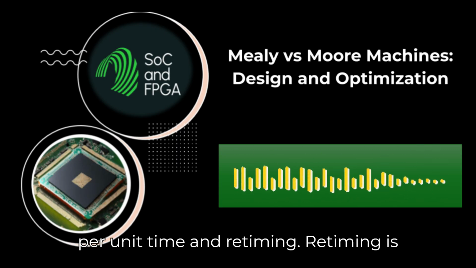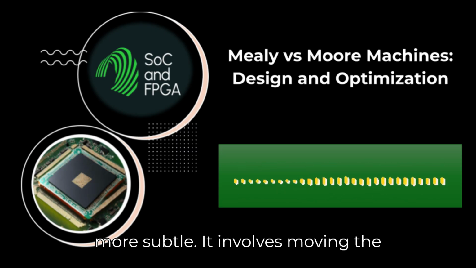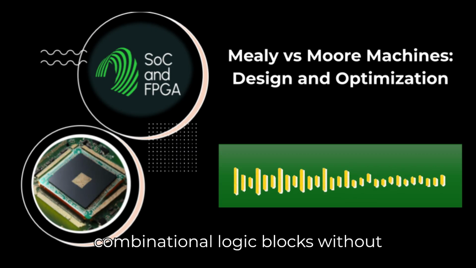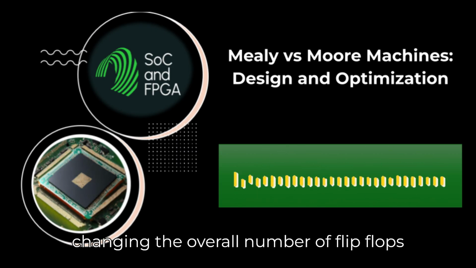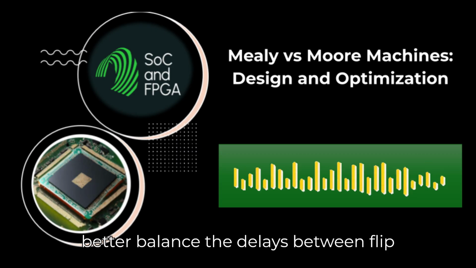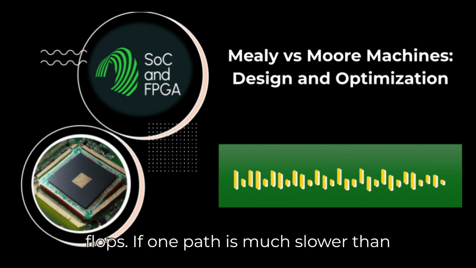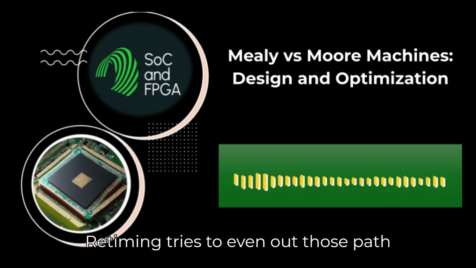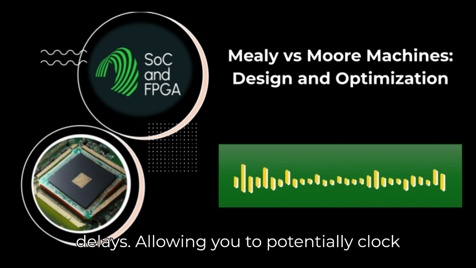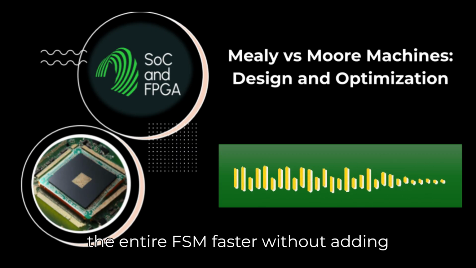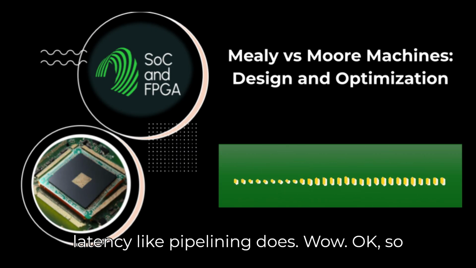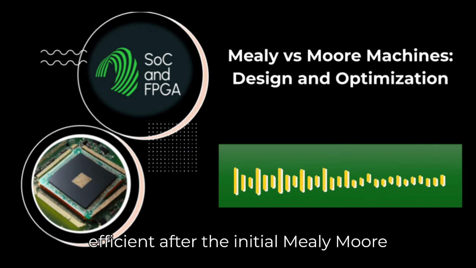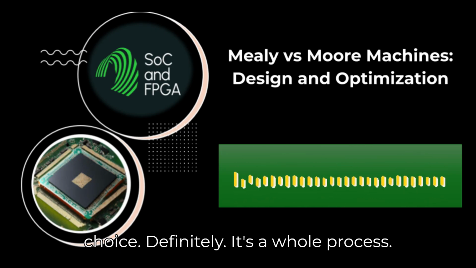And retiming. Retiming is more subtle. It involves moving the existing flip-flops around within the combinational logic blocks without changing the overall number of flip-flops or the circuit's function. To better balance the delays between flip-flops. If one path is much slower than others, it limits your clock speed. Retiming tries to even out those path delays, allowing you to potentially clock the entire FSM faster without adding latency like pipelining does. Wow. Okay. So a lot goes into making these things efficient after the initial Mealy-Moore choice. Definitely. It's a whole process.